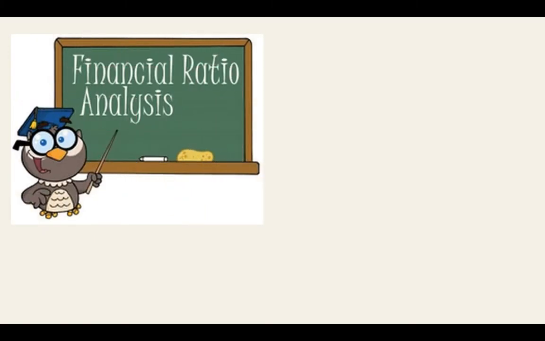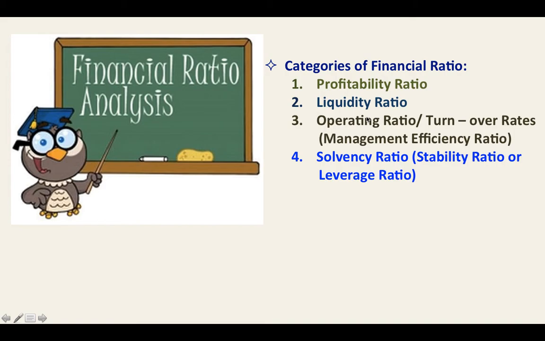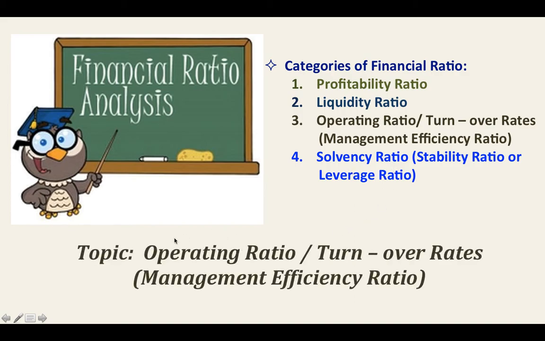And in this video, we are going to discuss financial analysis and in particular financial ratio. In previous videos, we have already learned the four categories of financial ratio. We have learned profitability ratio and liquidity ratio. Today, we are going to discuss operating ratio, and after this, the solvency ratio. Okay? So class, our topic is operating ratio, which is also called turnover rates or management efficiency ratio.